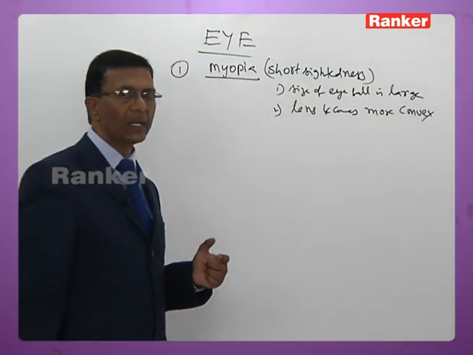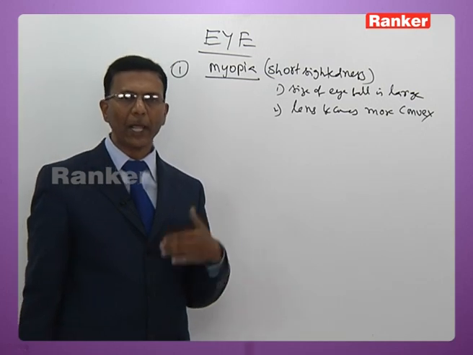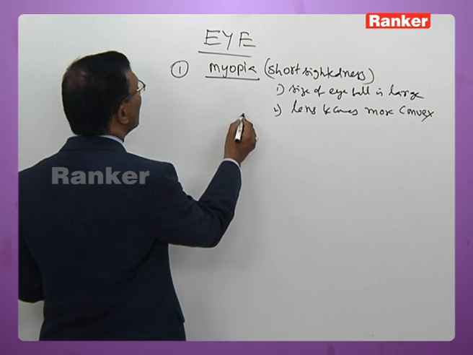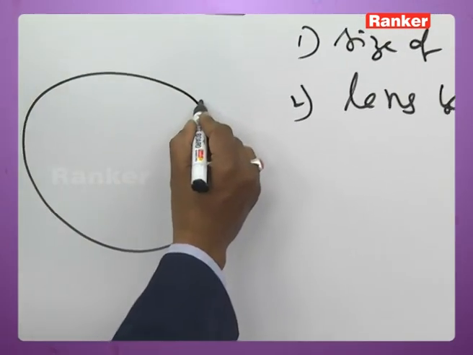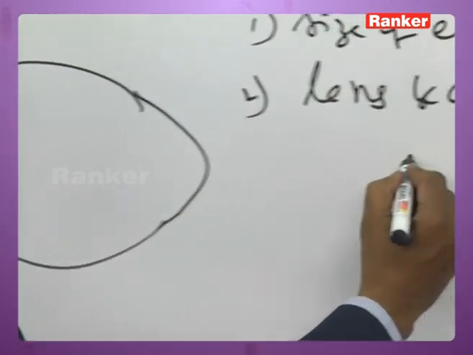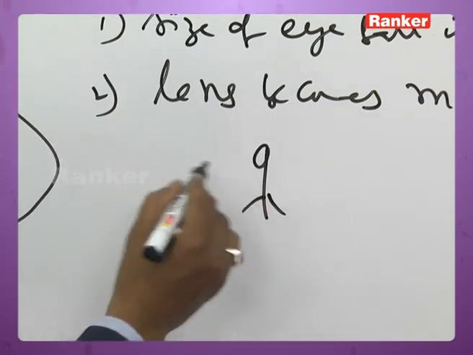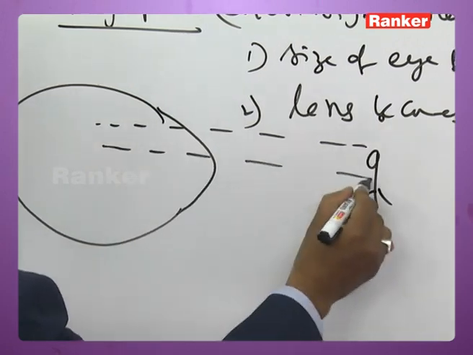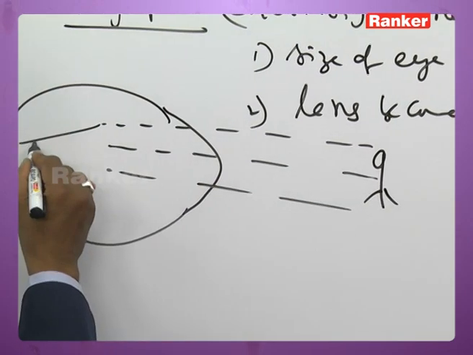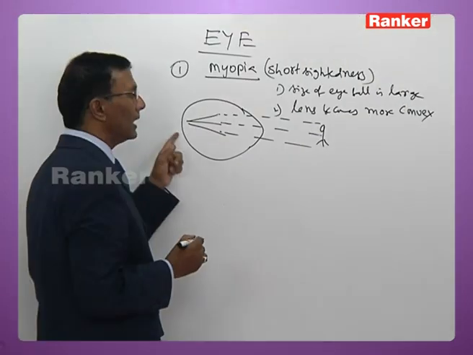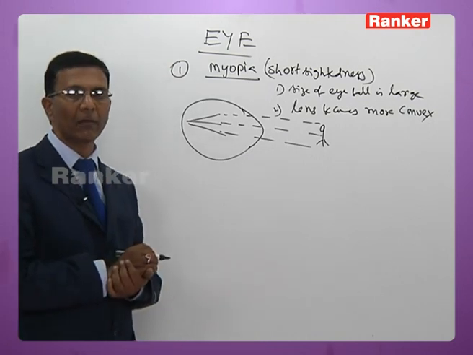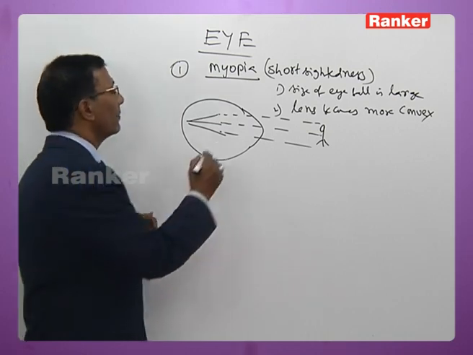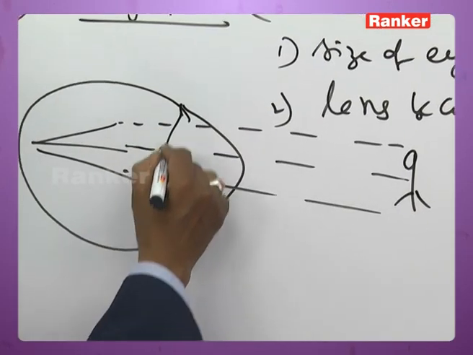Lens becomes more convex. As a result of that, only near objects are clearly seen now. Distant objects cannot be seen. In this case, the image of an object which is far away from the eyeball is formed in front of the retina, because of an increase in the size of the eyeball or because of more convexity of the lens.